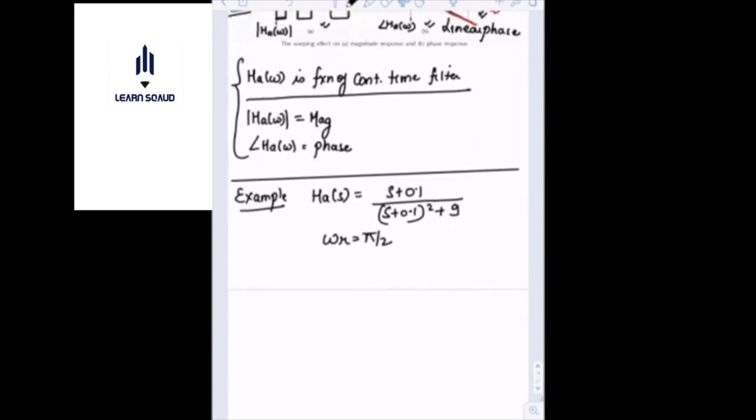So the example is H(S) = (S + 0.1) / ((S + 0.1)² + 9). So this is the analog filter. We have to convert this into a digital filter with omega r equal to pi by 2.